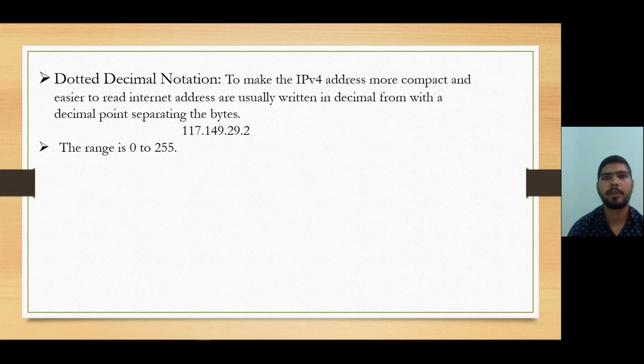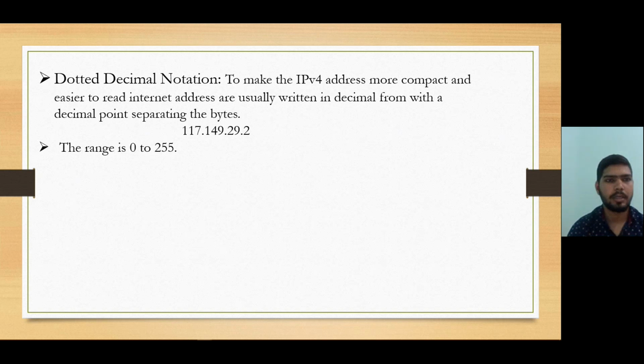Next is dotted decimal notation. To make the IPv4 address more compact and easier to read, Internet addresses are usually written in decimal form with a decimal point separating the bytes. Here is an example of dotted decimal notation: 170.149.29.2. The range of dotted decimal notation is 0 to 255.